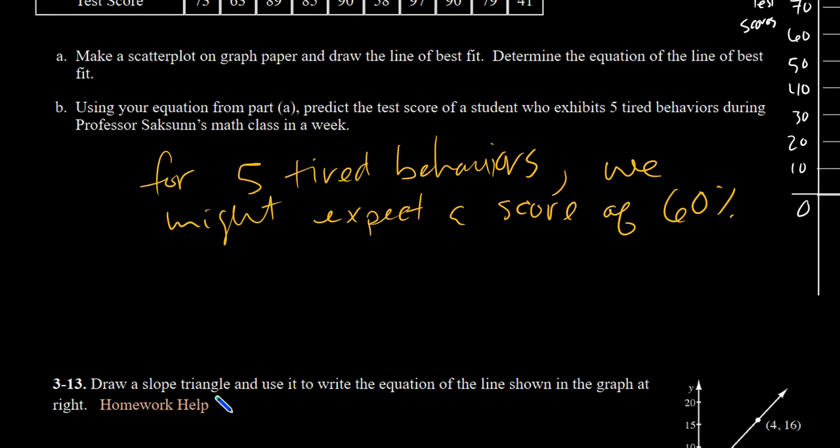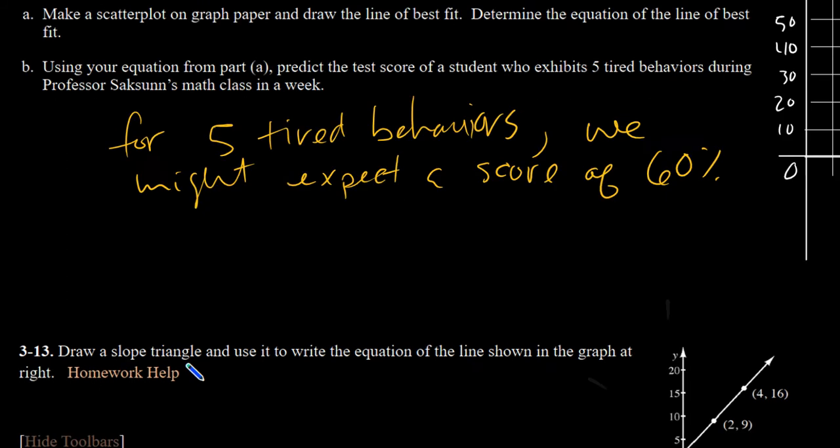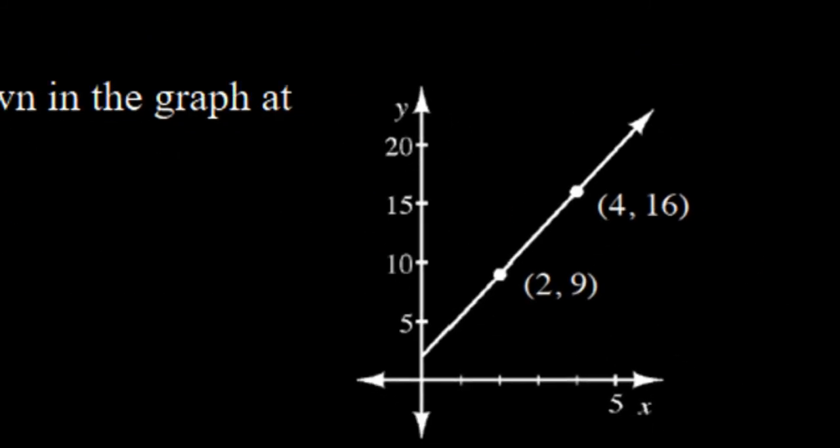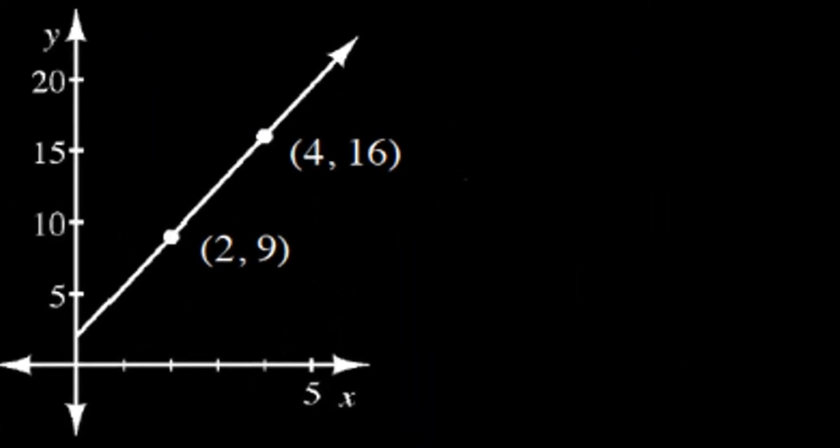All right, moving on to our very, very last question. Number 13: draw a slope triangle and use it to write the equation of the line shown in the graph at right. Okay, here we go. Draw a slope triangle. So I'm going to add a little slope triangle here. My rise from this point is green, and then I've got this run, and I'm marking it red.